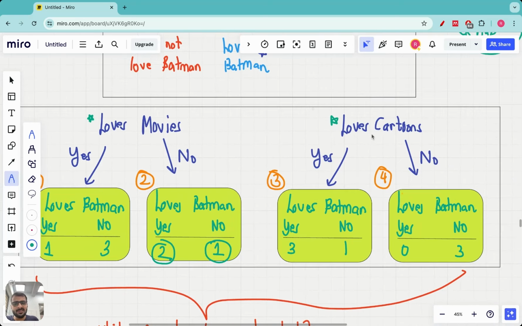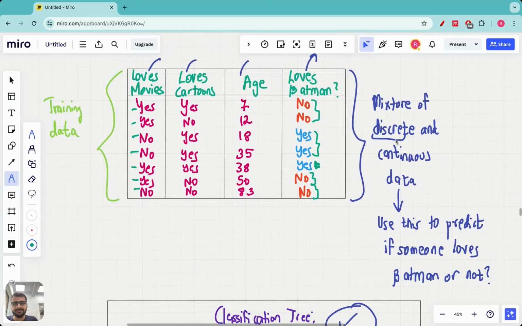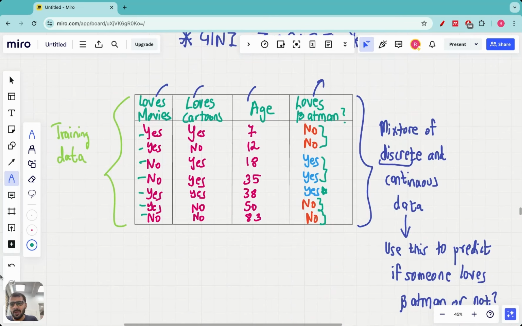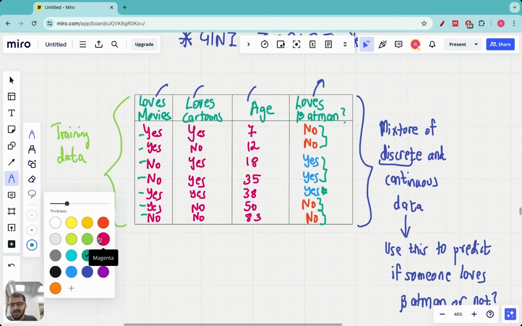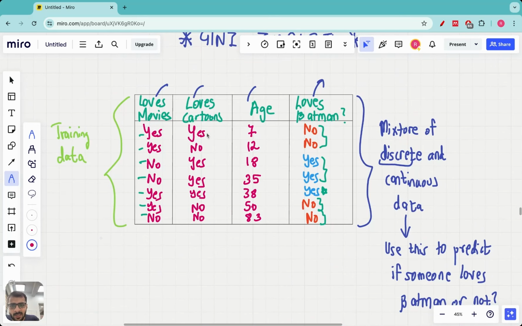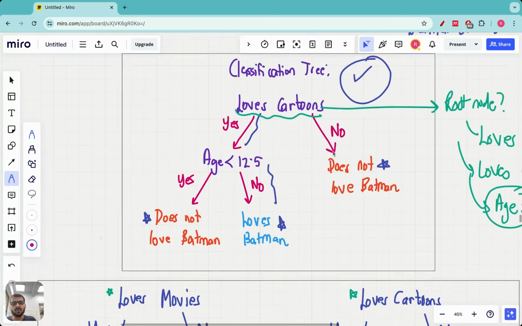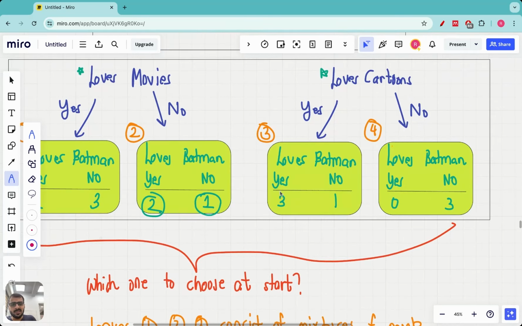Now let us look at the same thing for loves cartoons. So if you look at loves cartoons, I will mark it with a different color. If you look at loves cartoons, we can say that one, two, three, and four people have said yes. And let's look at the answer. Out of these, one has said no, they don't love Batman, and out of them, three have said yes. So three yes and one no. That's what I've written here, three yes and one no.